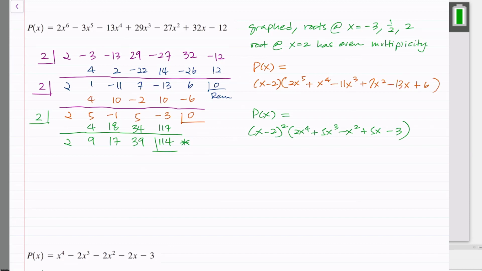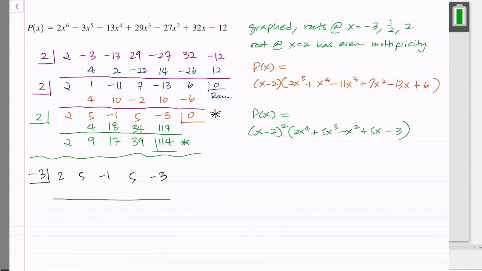So I'm going to start another round of synthetic division right here. I'm going to take the root at negative 3, and I'm going to divide that into the quotient that I got right here, the last one where I had even division. And so I'm going to have 2, 5, negative 1, 5, negative 3. Looks like I'm probably going to need some more space here.